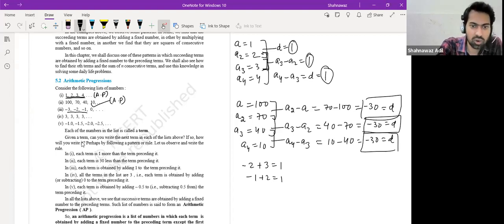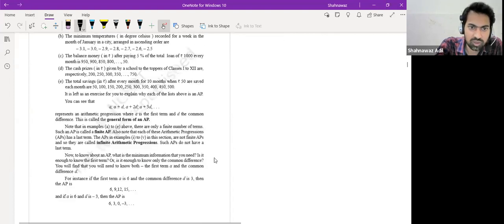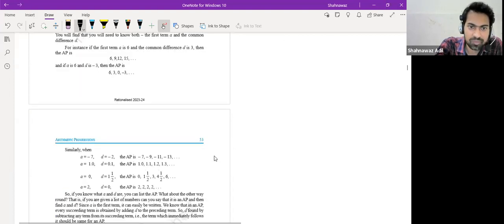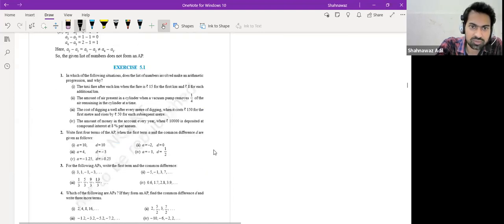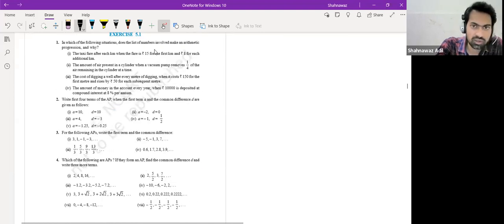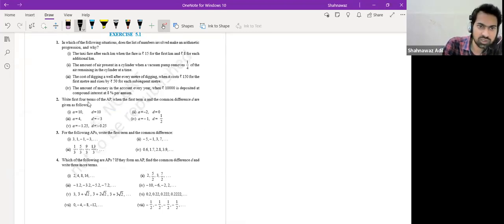Okay, so now let us do this first exercise. You guys now understand what is an AP. So write the first four terms of the AP when the first term A and the common difference D are given as follows. I am skipping this part because I will get back to it.